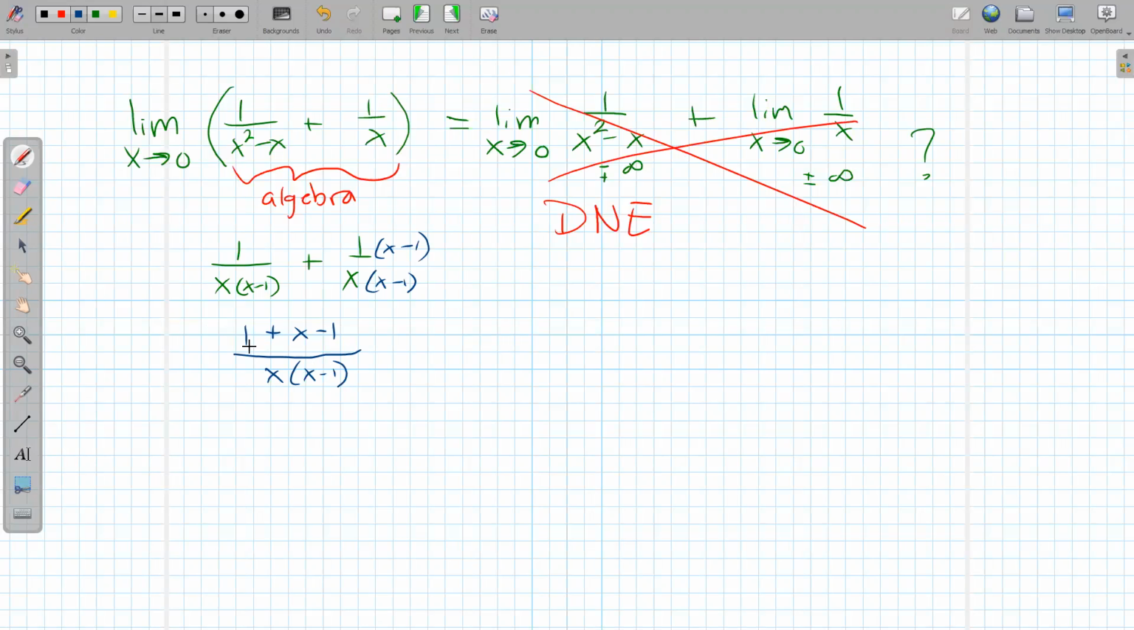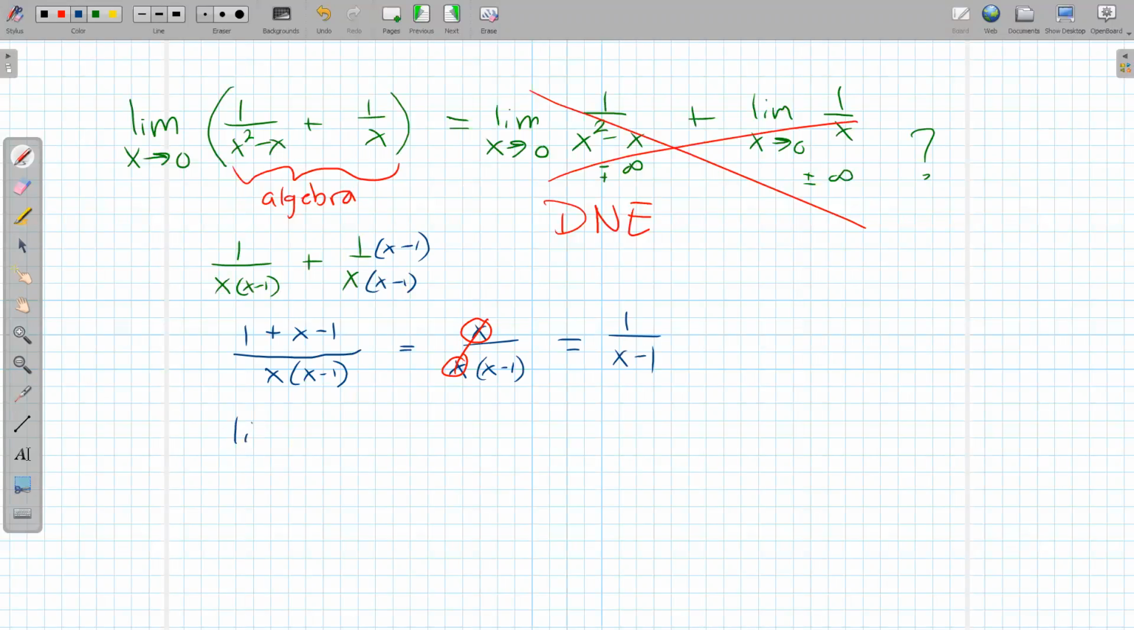The numerator cleans up nice, right? 1 minus 1 is 0. 0 plus x is x. So this is now x over x times x minus 1. And then I can see I have a number divided by itself, which is 1. So this cleans up. That sum is another version of 1 over x minus 1.